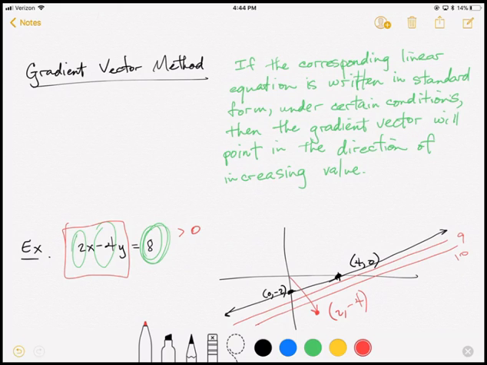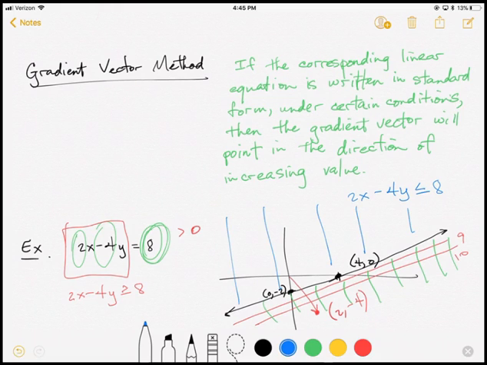So if I had an inequality that said 2x minus 4y is greater than or equal to 8, of course I know that I am going to shade on this green side. Conversely, if I had an inequality that said 2x minus 4y is less than or equal to 8, I can't be on this side. I have to be on the other side. I'm going to be on the blue side.